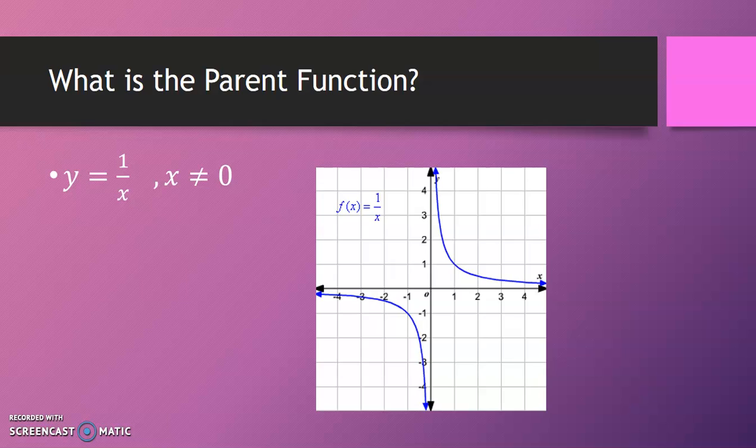The parent function is, like I said, the simplest graph, and that means that there's really nothing affecting it. So there's no stretches or compressions, there's no transformations of the graph. It just is what it is. So the parent function for a rational graph looks like this: y equals 1 over x, where x cannot equal 0.